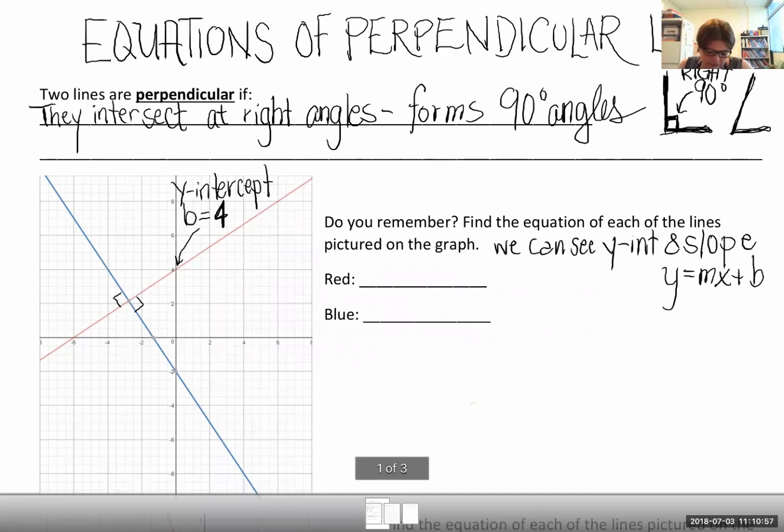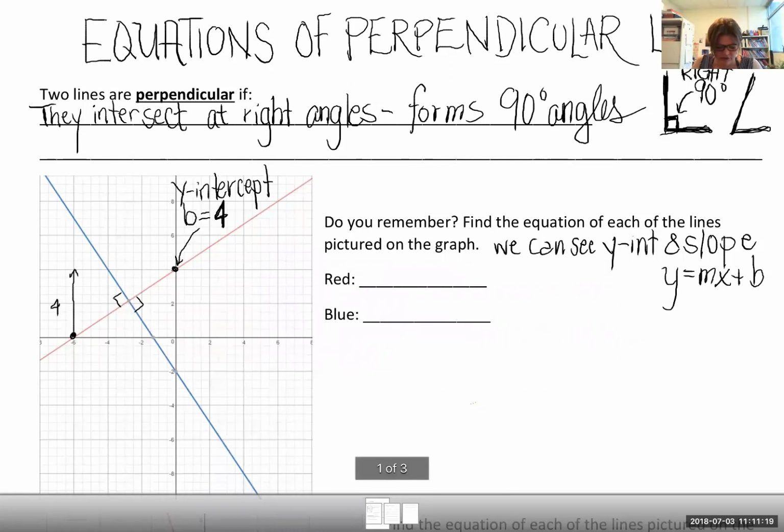Okay, so that guy has a b of 4, and look at his slope. So let's see, we can start from any point on the line and go to any other point on the line. So I will do that. Remember, slope is measured by doing rise over run. So this line rose 4.